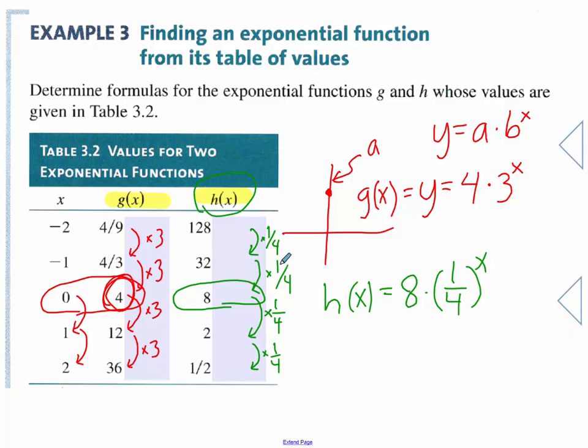To be clear, if you use that other technique shared in the other video, if you just picked 2 points from the table and used the technique from the other video, you would have gotten the same answer. You would have gotten a right answer, but this is just a quicker way when you're given more information. All right, hope that's clear.